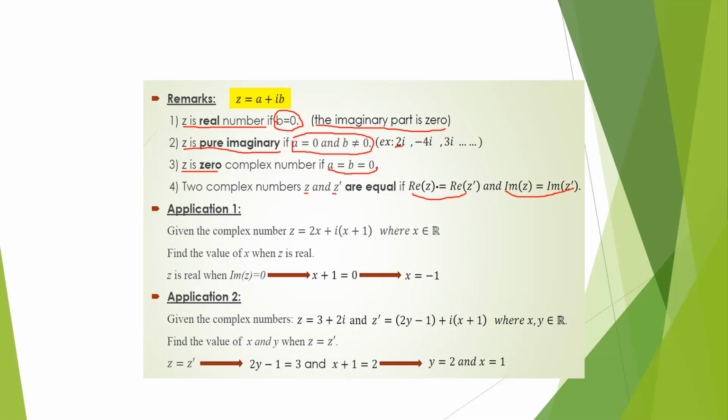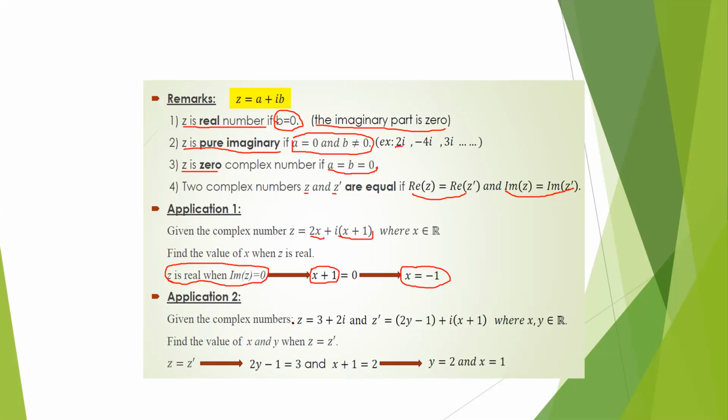Okay, these are the revisions. Given the complex number z equals 2x plus i times (x plus 1), find the value of x when z is real. In which case is z real? z is real if the imaginary part is 0. What is the imaginary part of z here? It is x plus 1, so x plus 1 equals 0. We get x equals minus 1.